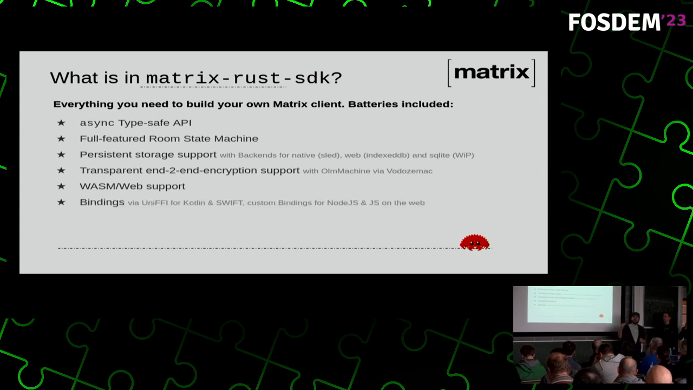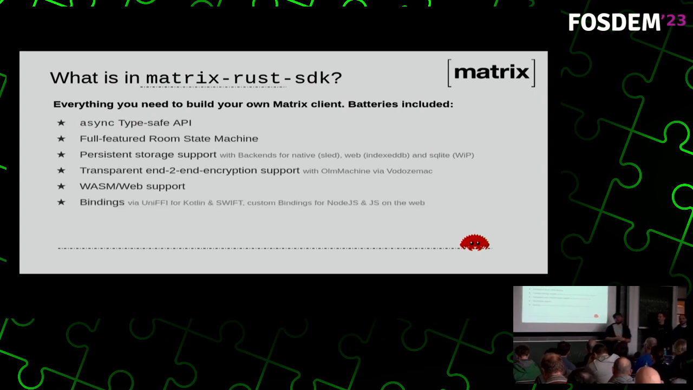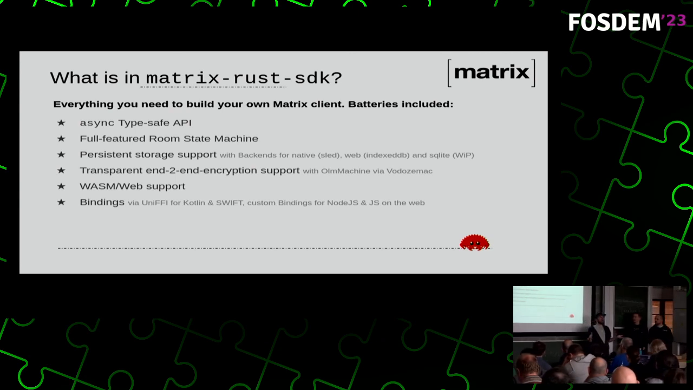And because of the C layer, we're also able to offer support to different bindings out there. So we have two bindings that are used in the next generation of Element apps. We're going to see that later for Kotlin and Swift through UniFFI. But there's also custom bindings for Node.js and for JS on the web as well. I think there's Python bindings out there, but they're not maintained by us.